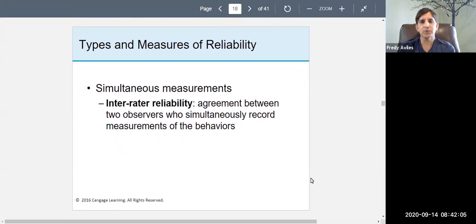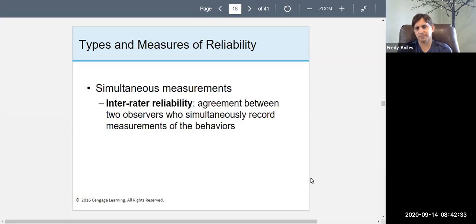There's also inter-rater reliability. Inter-rater reliability has to do with observations. Inter-rater reliability is agreement between two observers who simultaneously record measurements of behaviors. So when you're doing an observation, you're observing behavior in the real world. It's a good idea to have more than one person observing the same situation, and they make their measurements, their recordings, right?